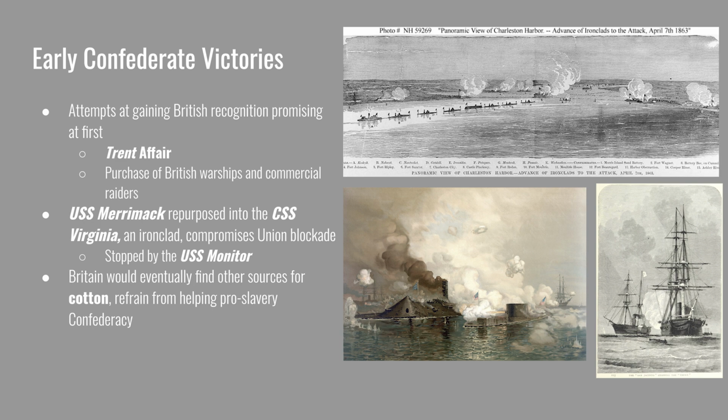The U.S. Navy sent reinforcements in the form of the USS Monitor. This naval fight between the Monitor and the Merrimack, or the CSS Virginia, at Hampton Roads, Virginia, is seen as the highlight of the naval warfare between the two sides. It ended as a stalemate, but it shows that there was a new age in naval warfare and naval technology. Britain would also eventually find other sources for cotton, so they refrained from helping the pro-slavery Confederacy.